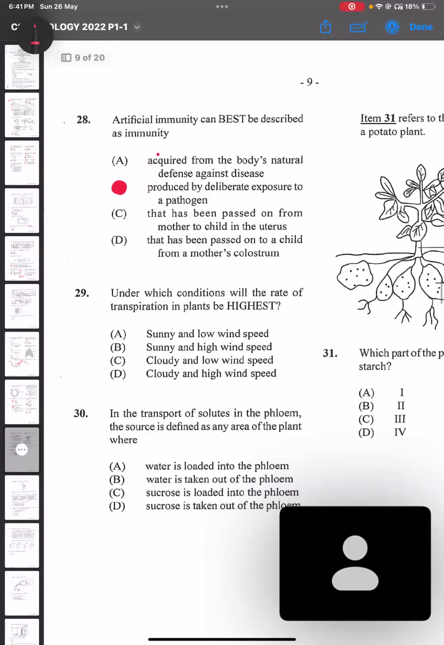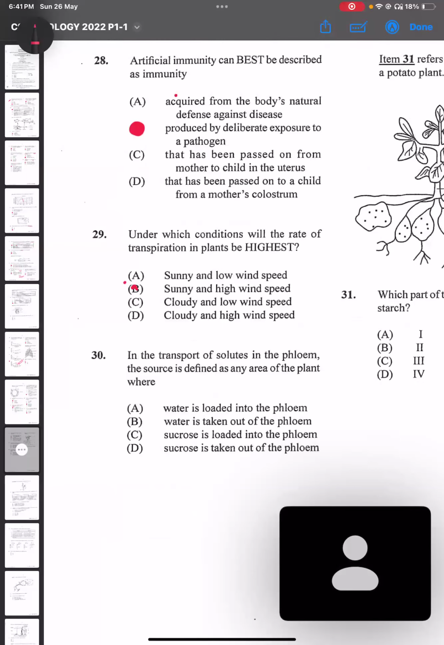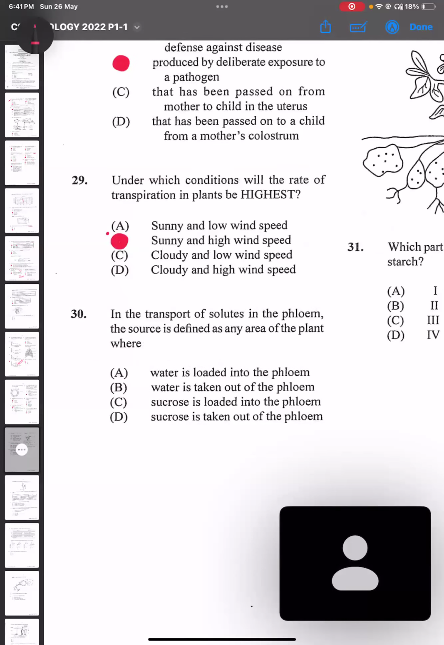29 is new. Under which conditions will the rate of transpiration in plants be highest? B, sunny and high wind speed. Sunny means increased temperature, so you have higher transpiration rates, and once wind is blowing, you have higher transpiration rates as well. In the transportation of solutes in the phloem, the source is identified as any area of the plant. We know this answer. What's their answer? C.